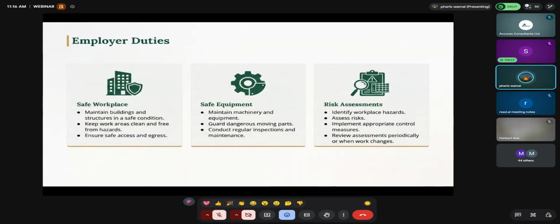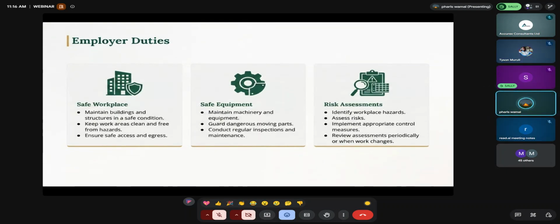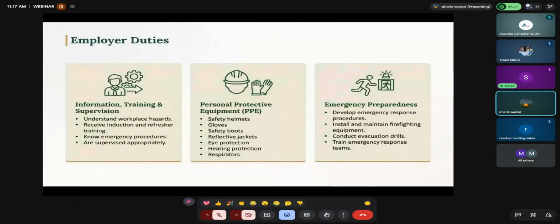You're also supposed to implement appropriate control measures, as I said. So even if you have a workplace where we have potential hazards, you are mandated to make sure that you're able to manage those hazards. And how to do that is ensuring that your employees are aware, your employees are trained, and your employees have any required PPEs to manage those hazards.